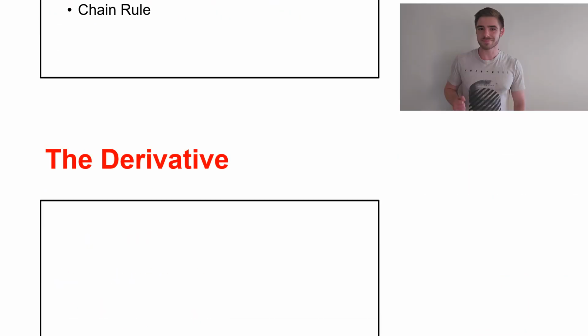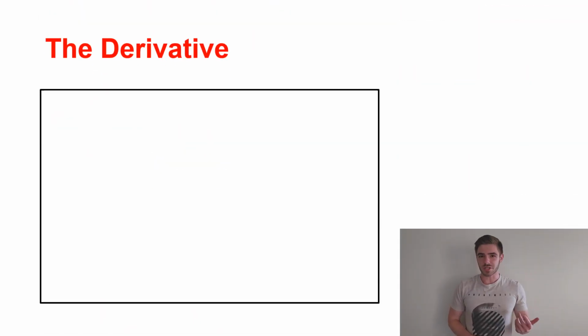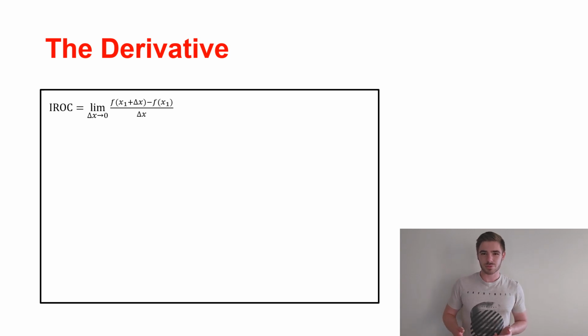Let's get into it. It is often important to know the rate of change, or gradient, of a function. And the derivative is one technique that we can use to find that gradient. Up until now, if you wanted to know the gradient of a function at a specific point, then you would have to use the IROC equation. But that's quite a lengthy process, and we wouldn't want to do that for every single point along the function. The derivative is one method in which we can shortcut this.